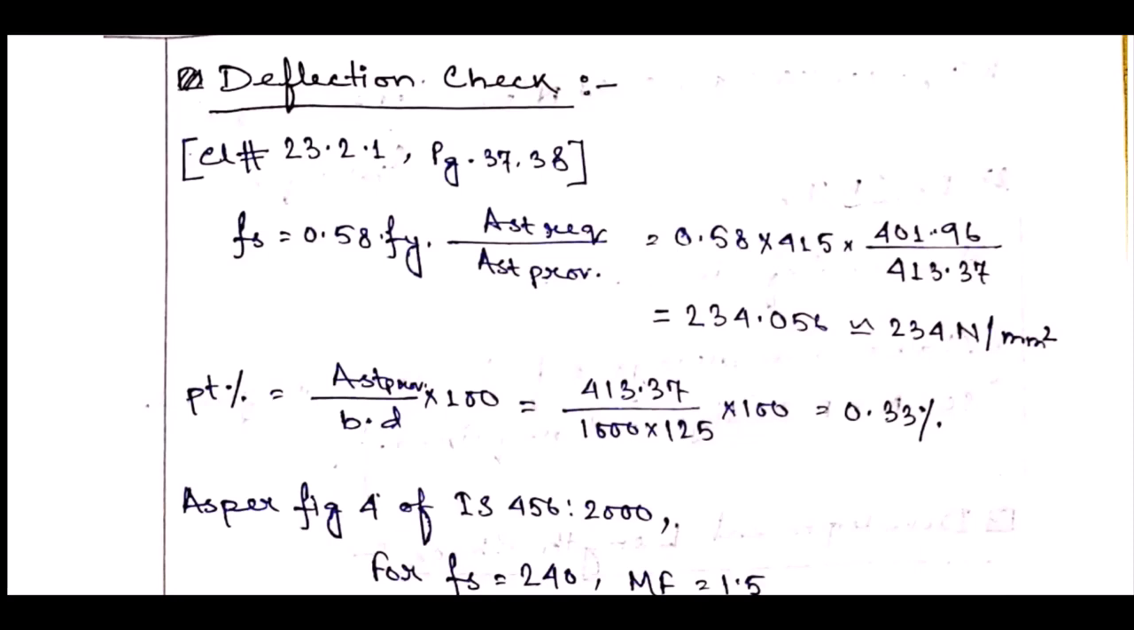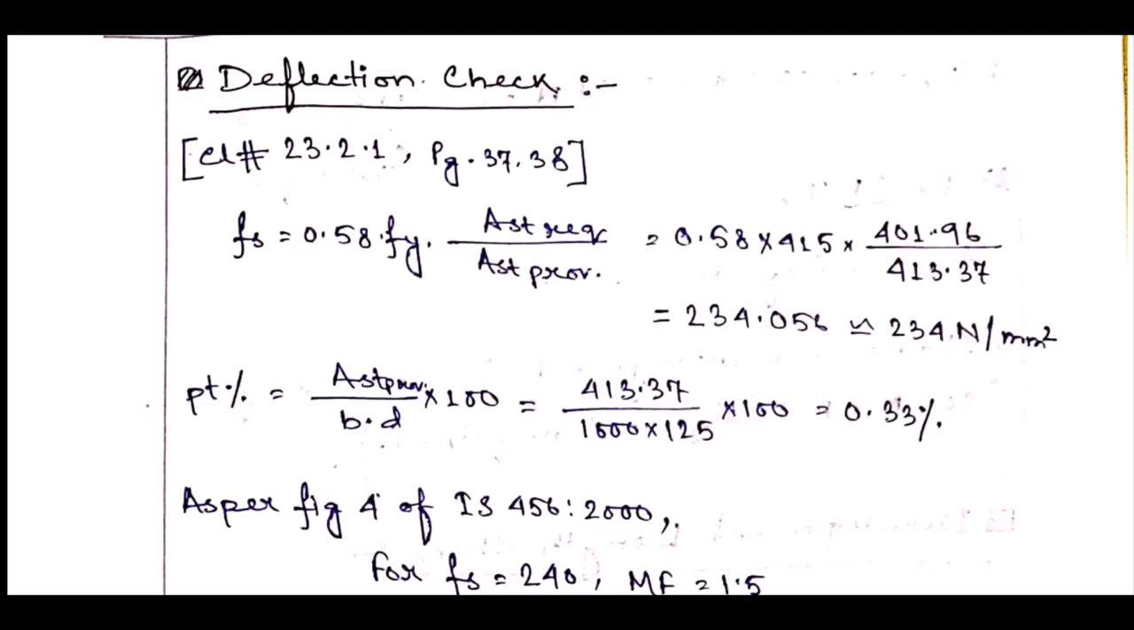We know these values. So that is equals to 234.056, or this is equals to 234 Newton per millimeter square. Now percentage of steel is AST provided by cross sectional area, that is B into D into 100. So that is equals to 0.33%.